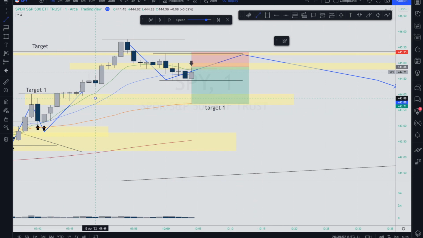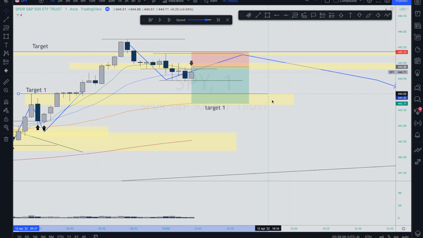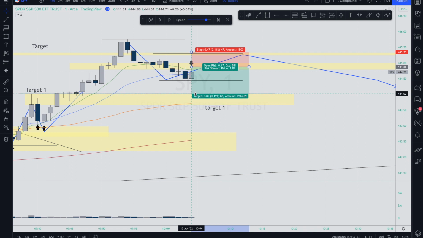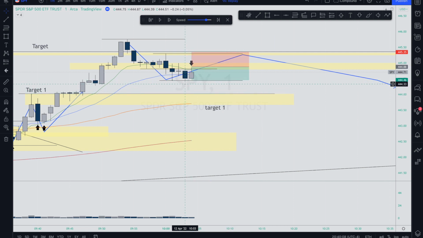Oh, we have one, we just need to extend it over. Okay, so if we take this line right here, extend it over, there's our target 1 right there. And then target 2, actually target 1's this first level here. I'm sorry guys, I'm a little flustered. So target 1 would be right here. It's a 1-to-1 trade.